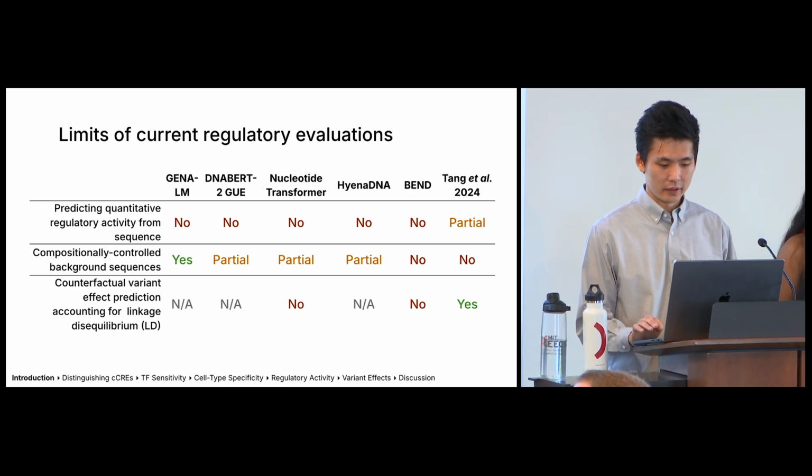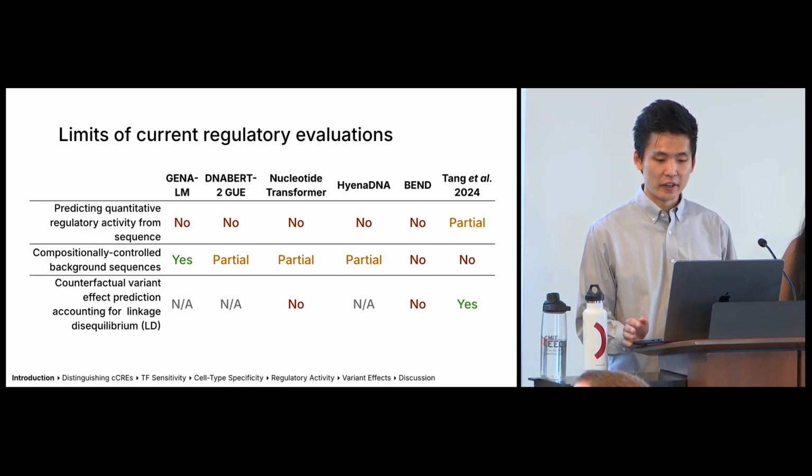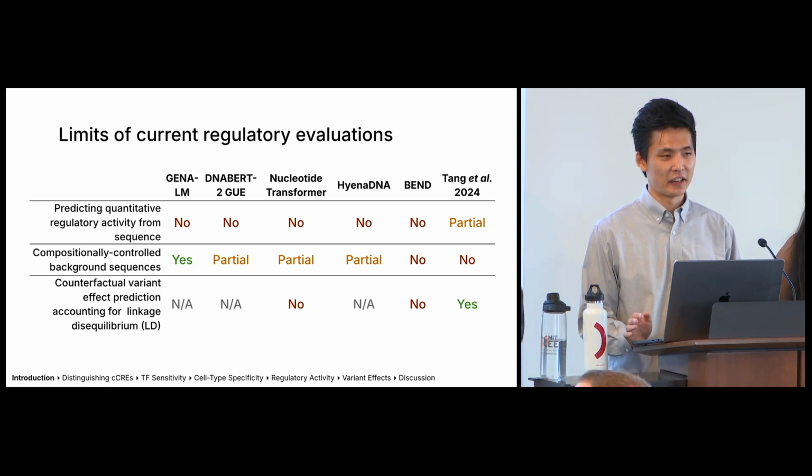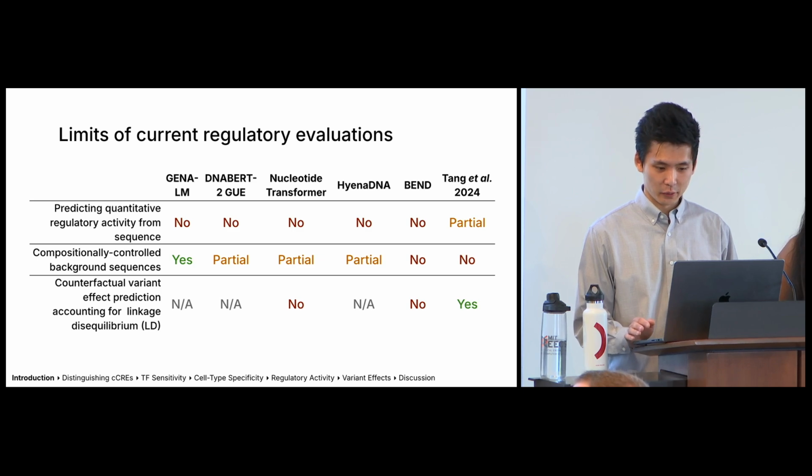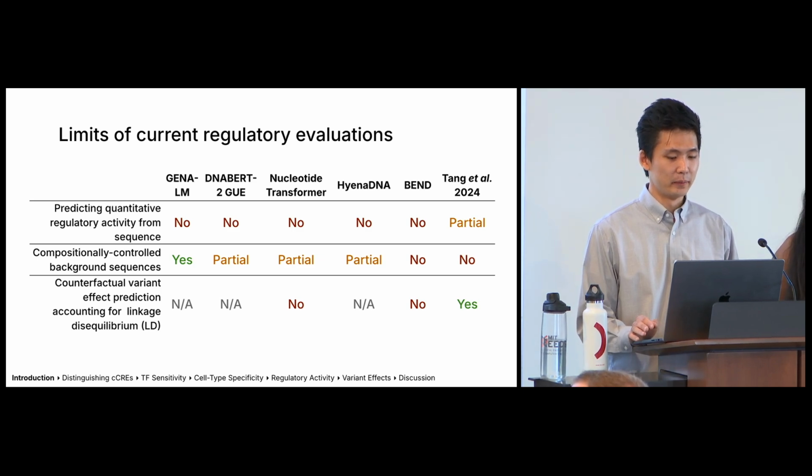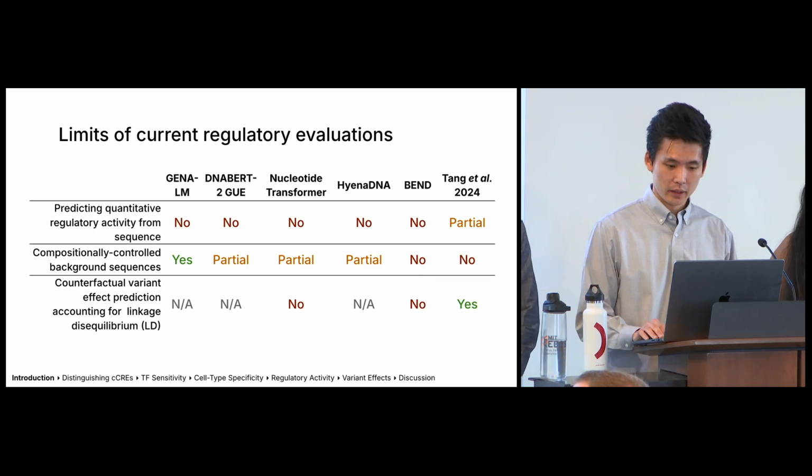For example, oftentimes we see that a DNA LM is fine-tuned to classify the type of regulatory element and solely evaluated on the same task. But this misses the practical application, which is not to classify elements, but rather to reveal sequence motifs or design synthetic sequences. And lastly, they suffer from dataset design issues, such as the lack of compositionally controlled negatives or not accounting for LD when scoring variants.